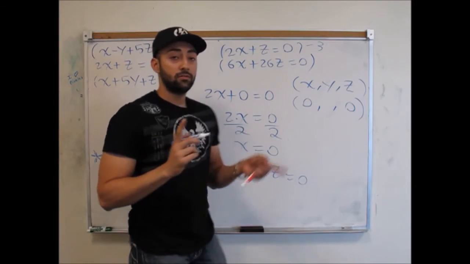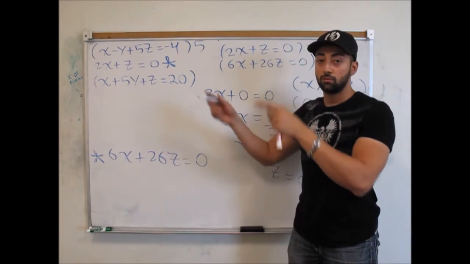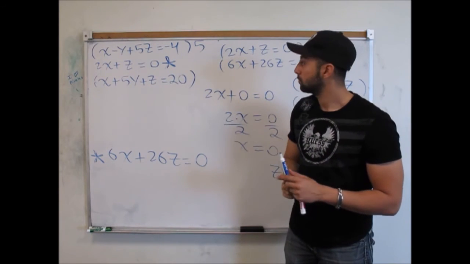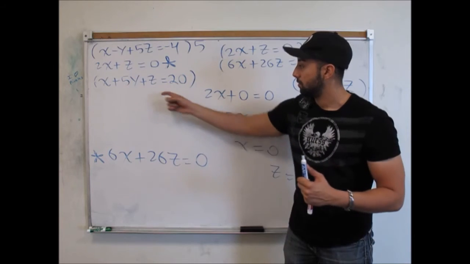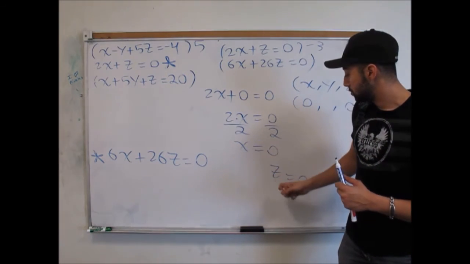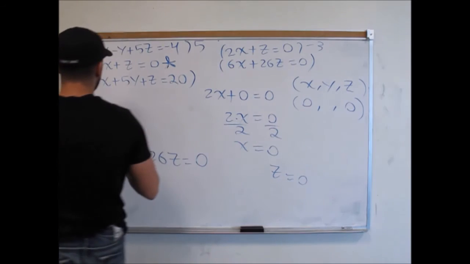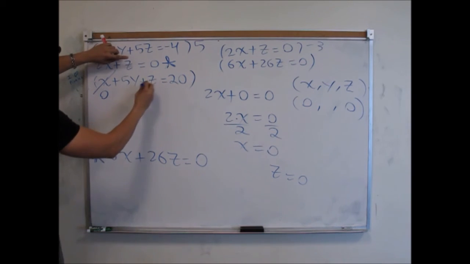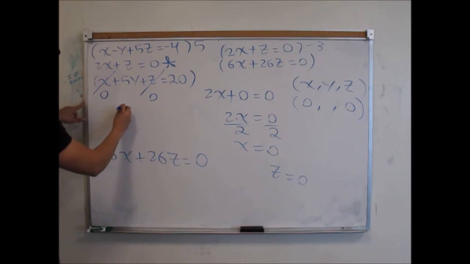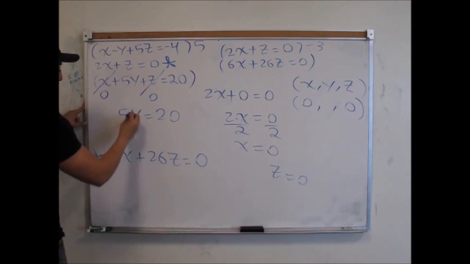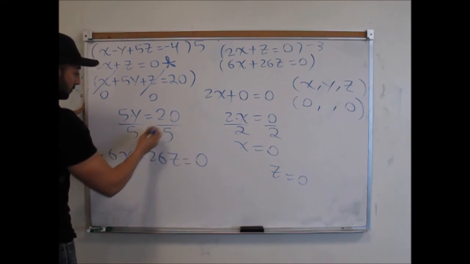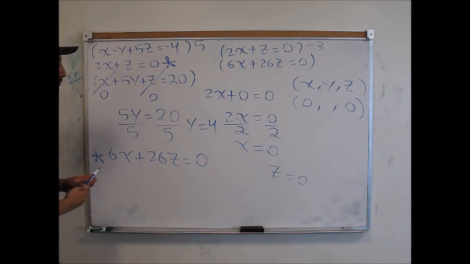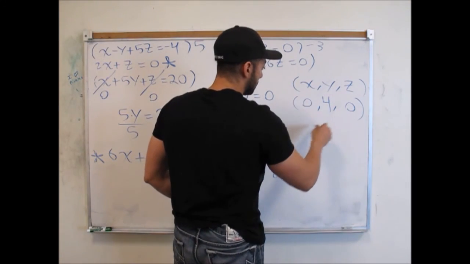Okay, so now that we have two variables, it's always good to go back to an equation that has 3 variables in it, like one of these two. I'm just going to work with, really doesn't matter, this one. So plugging in x equals 0 and z equals 0 into this equation, notice how if the x is going to be 0 and the z is going to be 0, I'm just left with 5y is equal to 20. And dividing by the 5, I get that y is equal to 4. So this would be my answer right here.